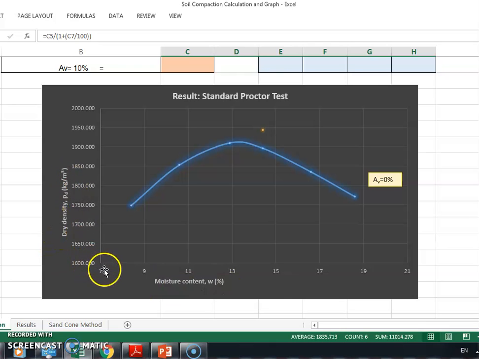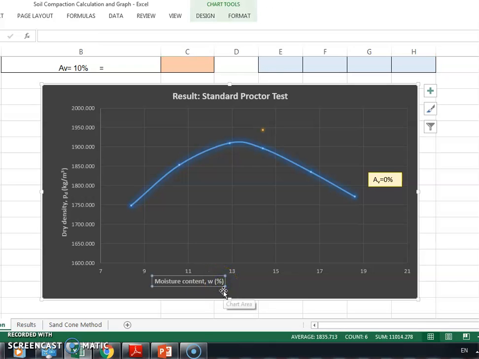Note that the graph is not starting from 0, but starting from somewhere around 7 and ending at 21%. Similarly, for the dry density, it's not starting at 0, it starts from 1600 up to 2000. Please also bear in mind that you have to label the percentage and also the unit used for the axis labels.